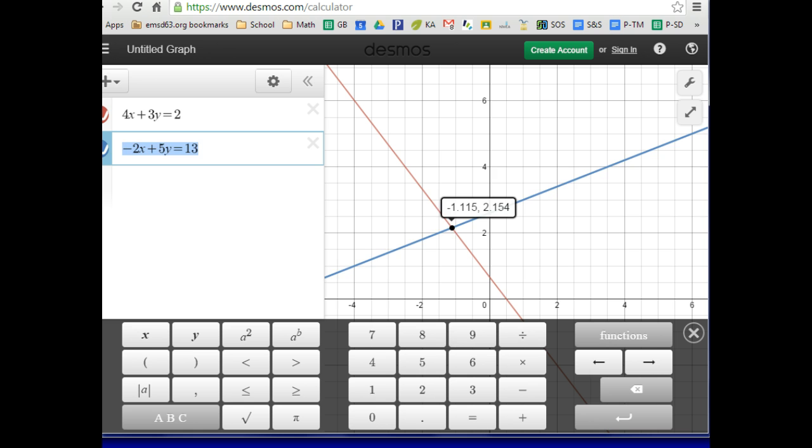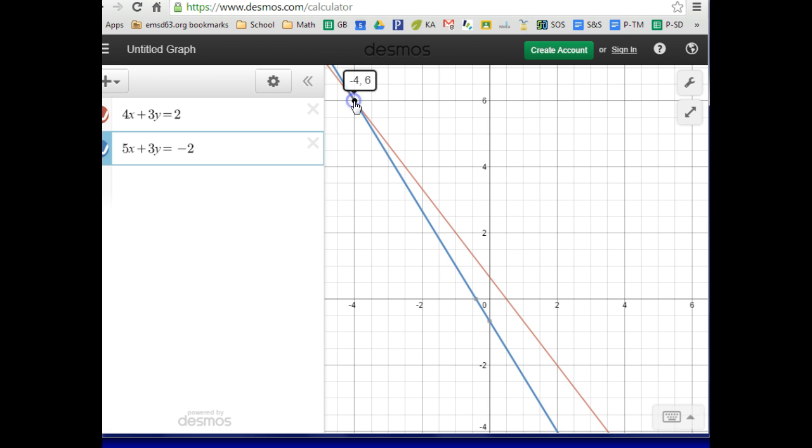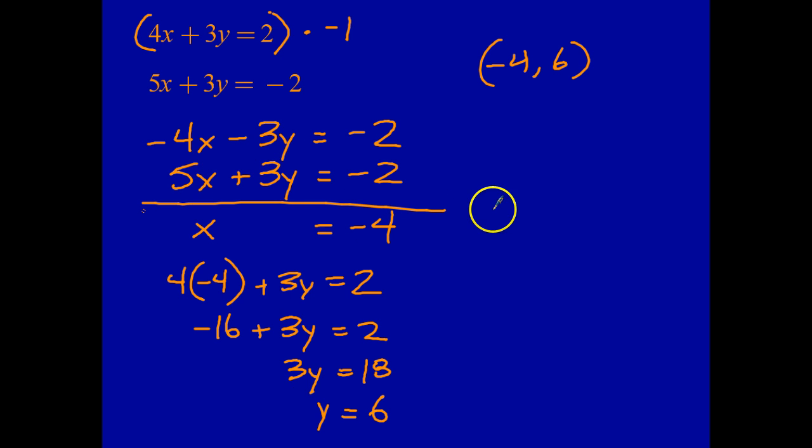Okay, and then our second one was 5x plus 3y is equal to negative 2. Okay, and these intersect at negative 4 comma 6. Negative 4 comma 6, that's what we got. Okay. Why don't you go ahead, pause the video, and try doing this one on your own.